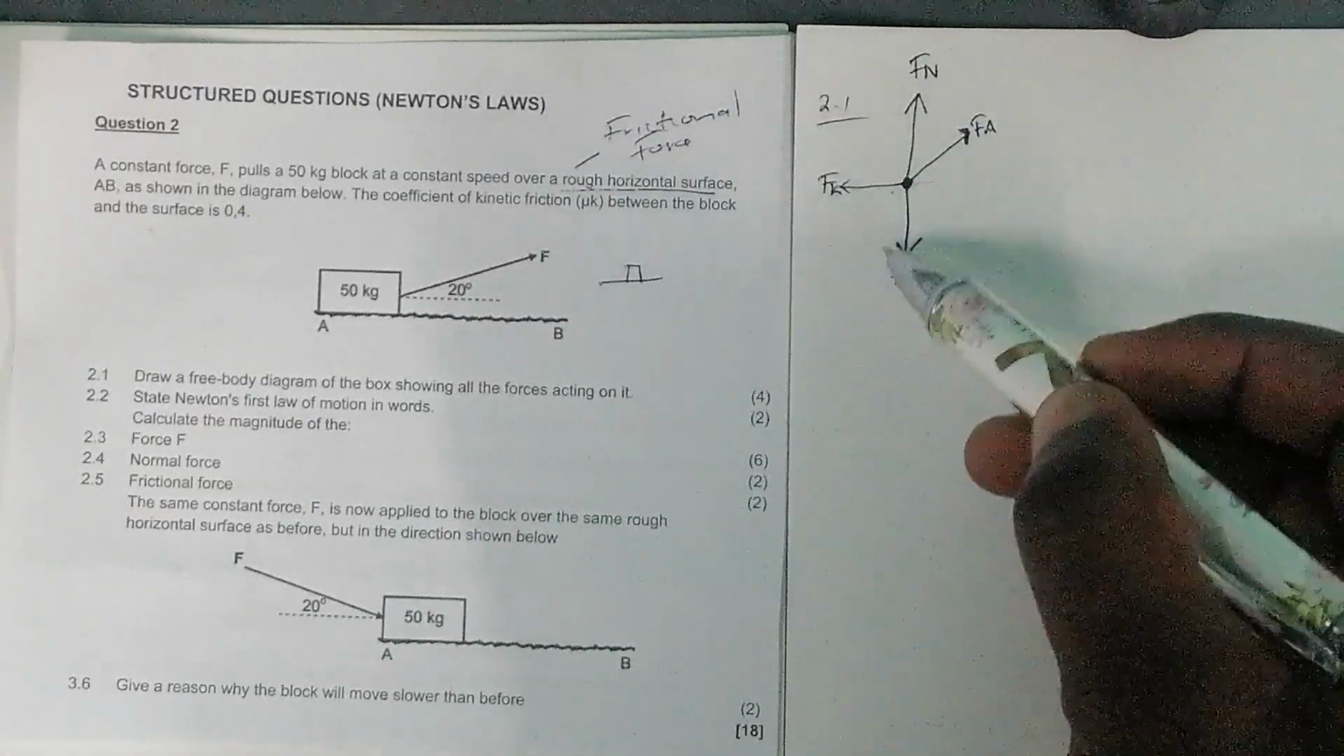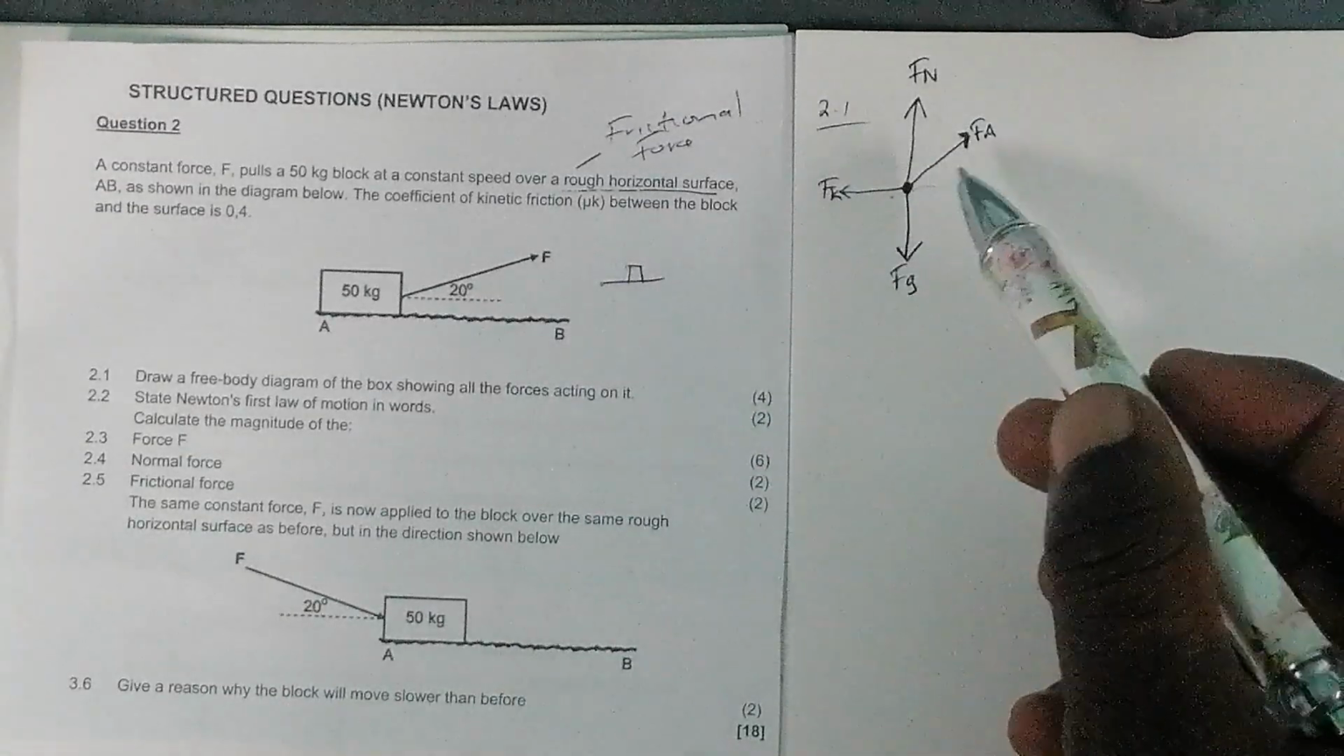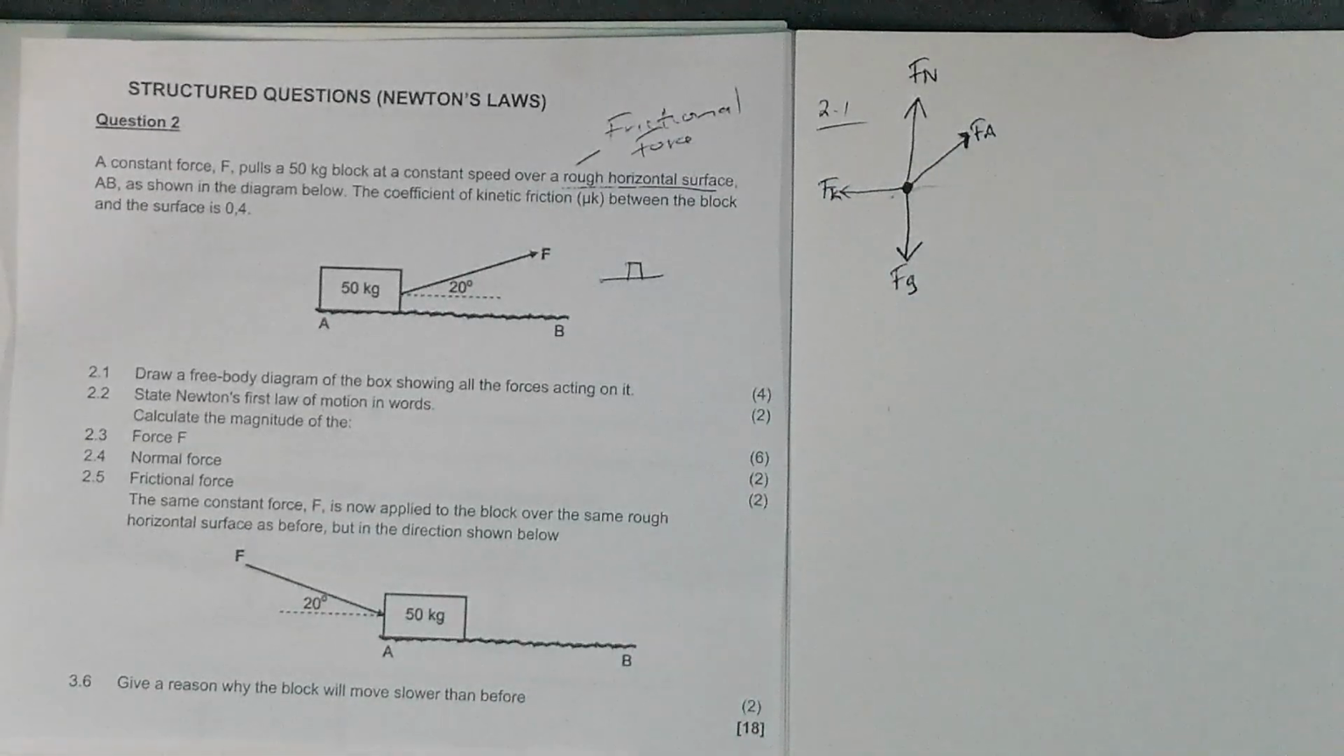1, 2, 3, and 4. If they say 5 marks, it means that the forces that you must show on your free body diagram or force diagram is 5 forces.